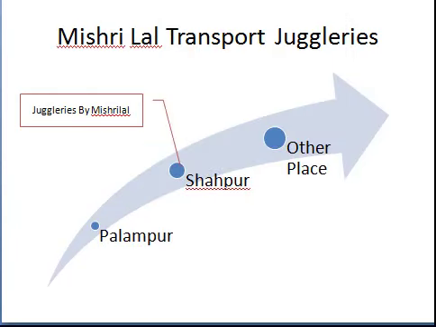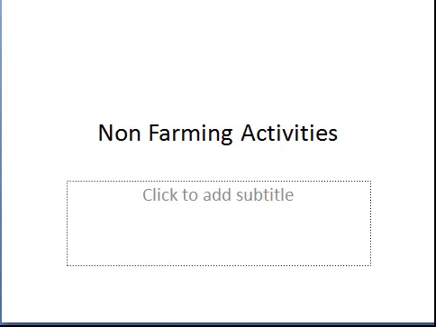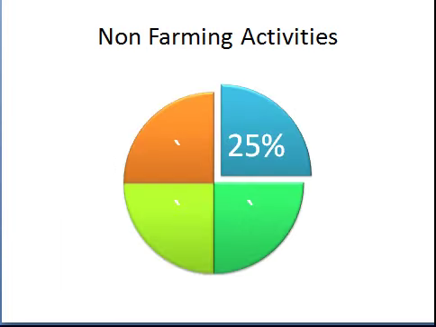Non-farm activities in Palampur. We have studied farming as the main production activity in Palampur. We shall now take a look at some of the non-farm production activities. Only 25% of the people working in Palampur are engaged in activities other than agriculture.